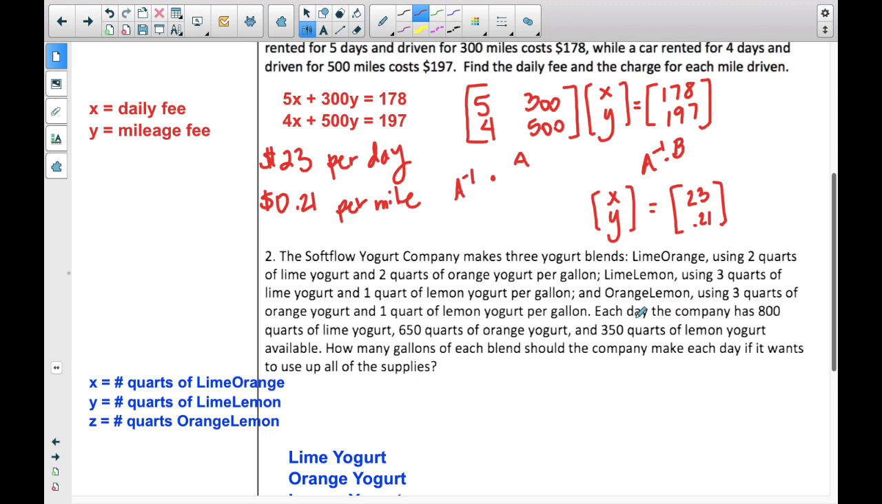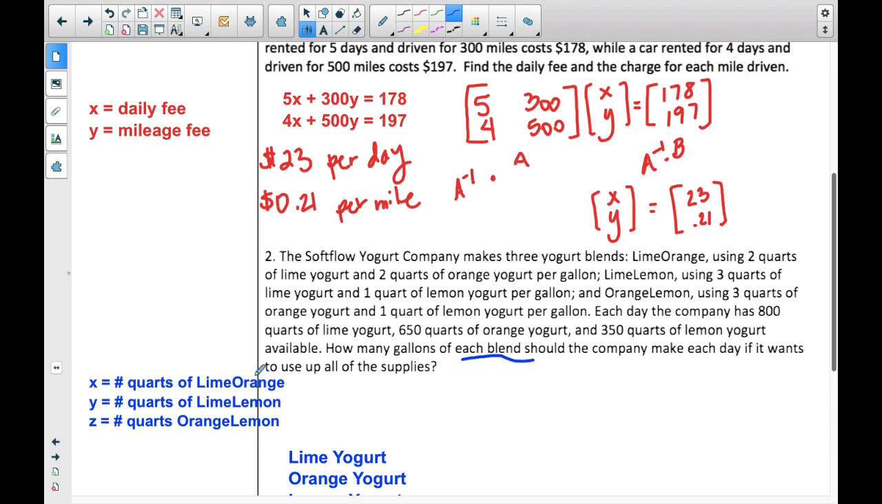Each day the company has 800 quarts of lime yogurt, 650 quarts of orange yogurt, and 350 quarts of lemon yogurt available. How many gallons of each blend should the company make each day if it wants to use up all the supplies? I've said this before, but you know your variables by reading the last sentence. The last sentence says how many gallons of each blend should the company make each day. So each blend is going to be the variables.